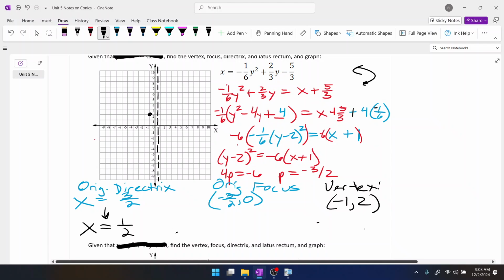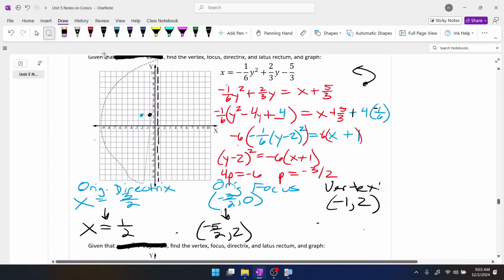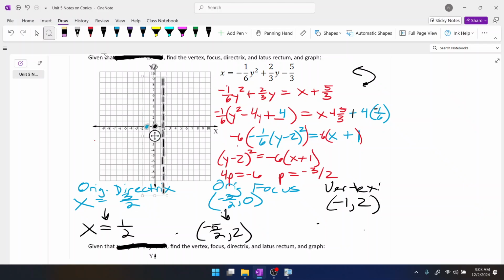And we shift that focus, we subtract 1 for the x, so the new focus is going to be at -5/2 and +2. So our new focus is going to be right here. Now, if we actually took this as it was and we had the vertex there, here's your original directrix and your original focus, but we literally move it 1 unit to the left and 2 units up.